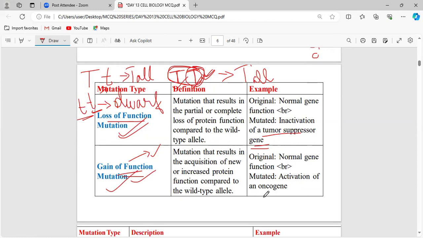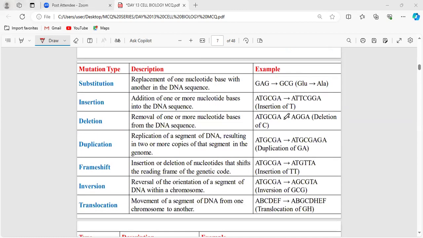In case of a gain of function mutation, the best example is the oncogene. Oncogene means the gene which is responsible for causing cancer. Here, if either allele, any one allele, gets mutated, it results in a gain of function mutation. This is the difference between a loss of function mutation and a gain of function mutation.